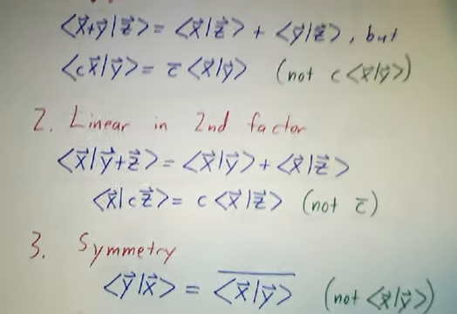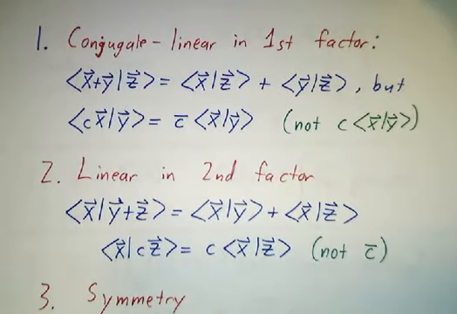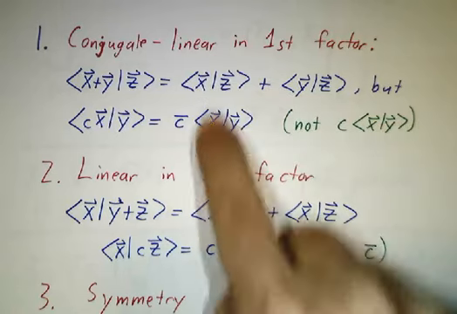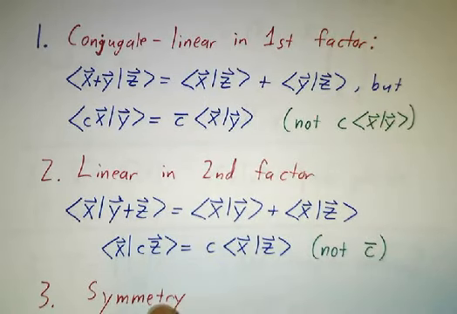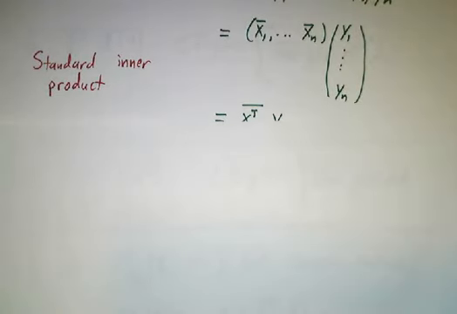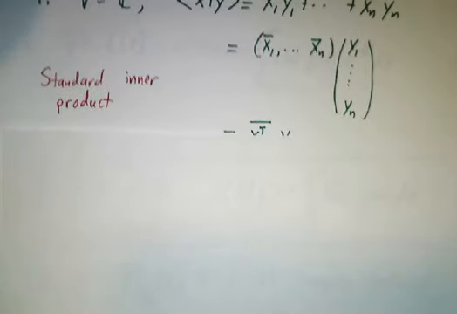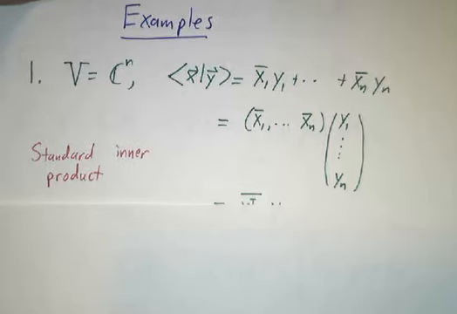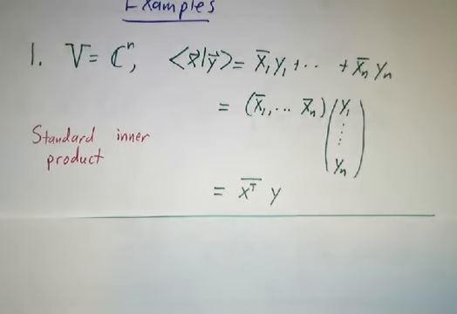And if I give you any rule that satisfies these four axioms, conjugate linear, linear, symmetric, and positive, then we will call that an inner product on a complex vector space. So let's look at some examples. The first example, of course, is the standard inner product, because that's the thing we're trying to generalize.